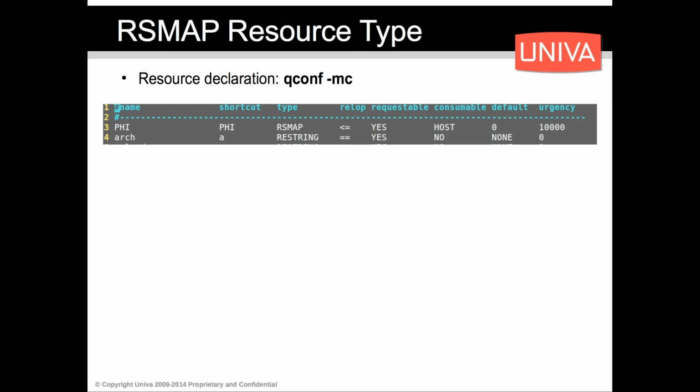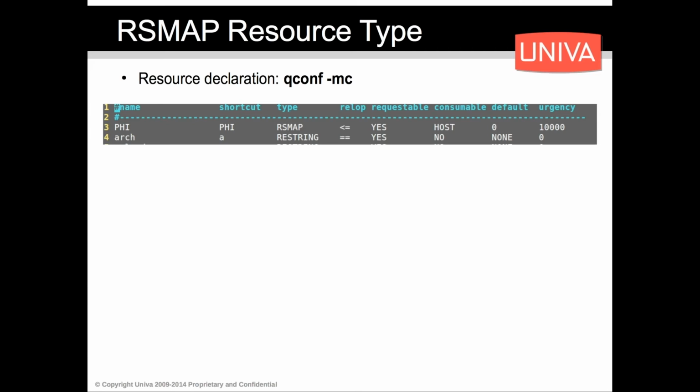If you want to use the resource map resource type, then you need to declare the new resource. This is done by opening the complex configuration. In this example, you see a new resource type called phi, which is our new Intel Xeon Phi coprocessor. The type is set to RSMAP. The relational operator must always be like a consumable, smaller equals.